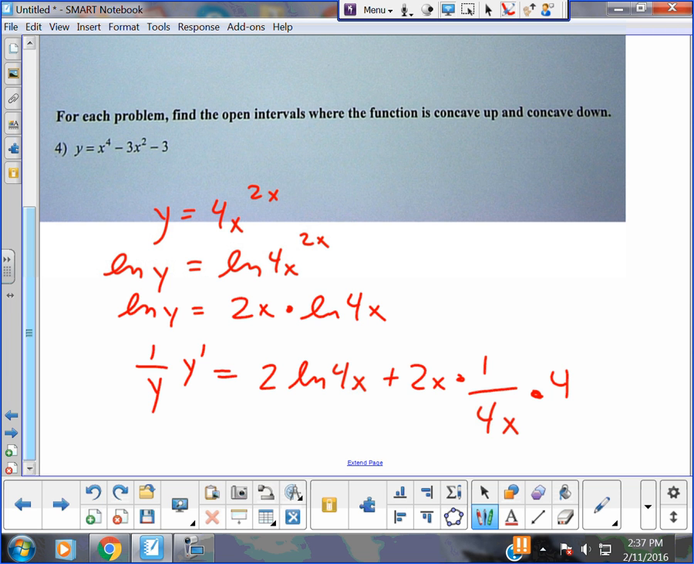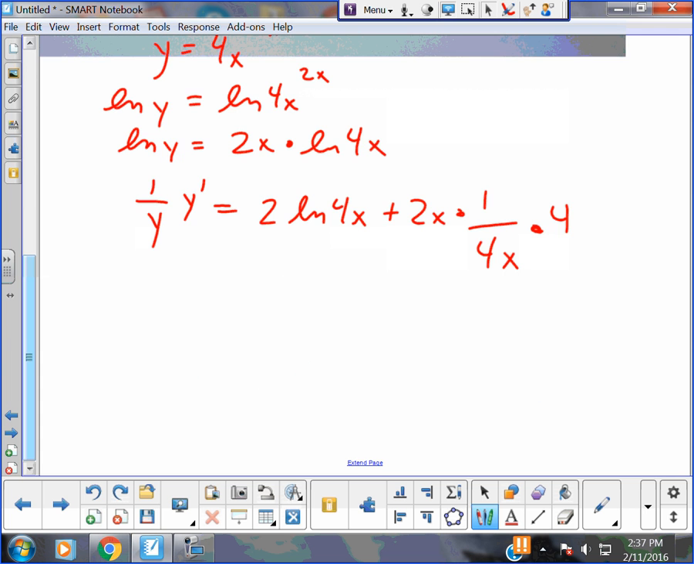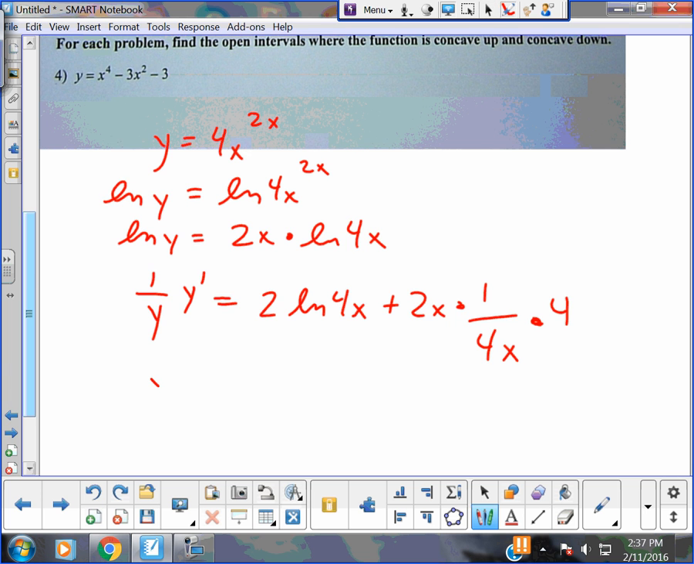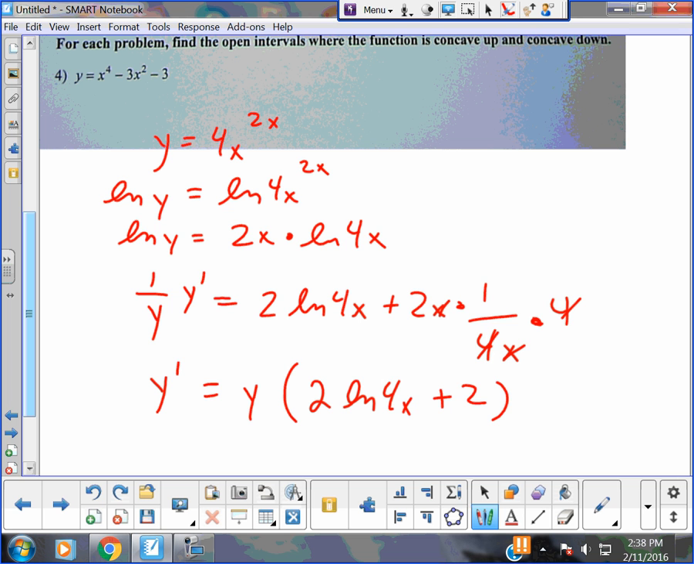So my final answer here this time, doing some simplification, is y prime equals, and guys, I multiply both sides by y. y times 2 ln 4x. The 4's are going to cancel. The x's are going to cancel. Ha! I get 4 ln x plus 2. I could factor a 2 out, it looks like, but alright.